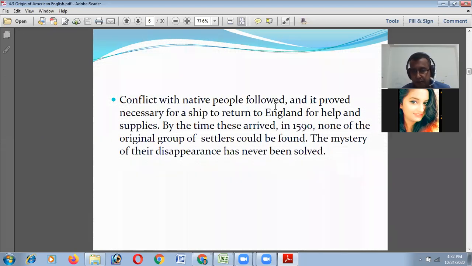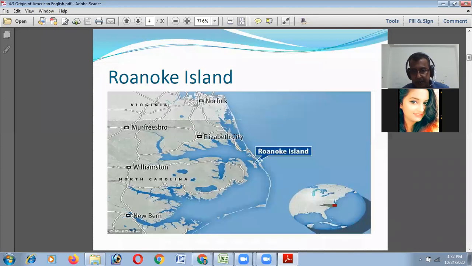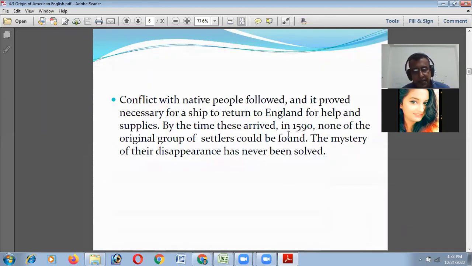Conflict with the native people followed the first settlement in Roanoke Island. So after that, there was a conflict with the native people over there in America. Before 1584, people had been living on the American continent, the Native American people, especially the Red Indians. So when Raleigh established the first colony or settlement on the American continent, the conflict between the American inhabitants and the English started.